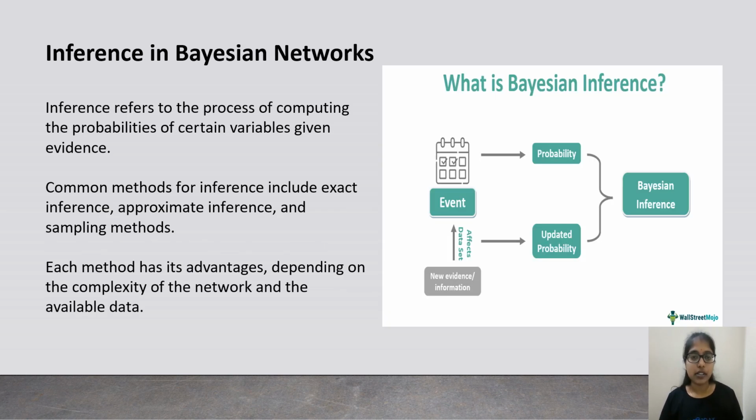Inference in Bayesian networks. Inference refers to the process of computing the probabilities of certain variables given evidence. Common methods for inference include exact inference, approximate inference, and sampling methods. Each method has its advantages depending on the complexity of the network and the available data.